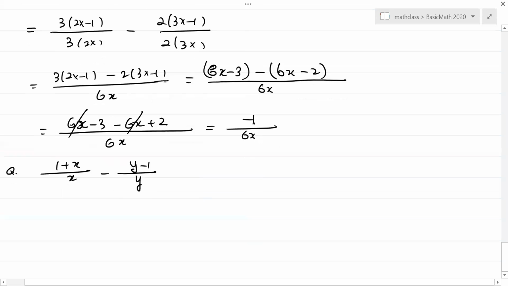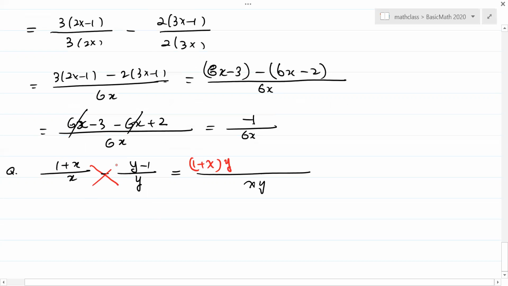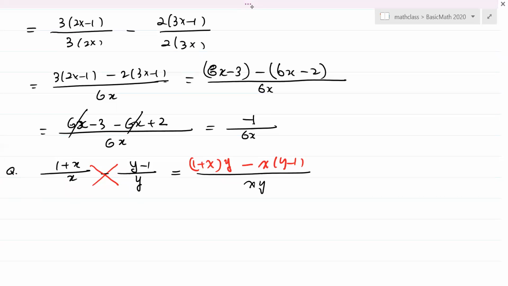All right, so let's try this, right? The same problem here. We do not have a common denominator, so we can use a formula. Take the product of the two denominators, then the cross product, right? The cross product will be first 1 plus x times y, then that one will be minus x times y minus 1, okay? Then you have to be very careful when you remove the parentheses.